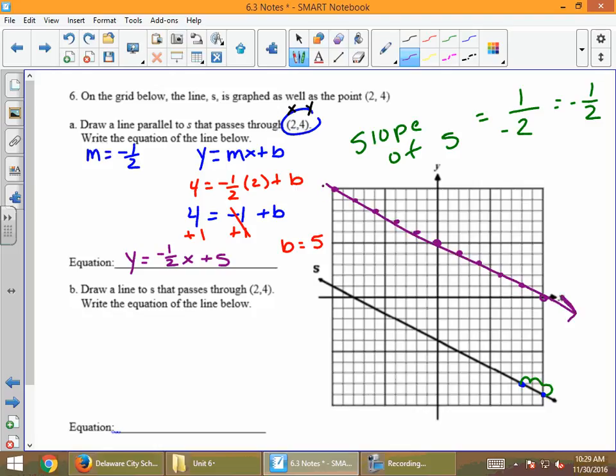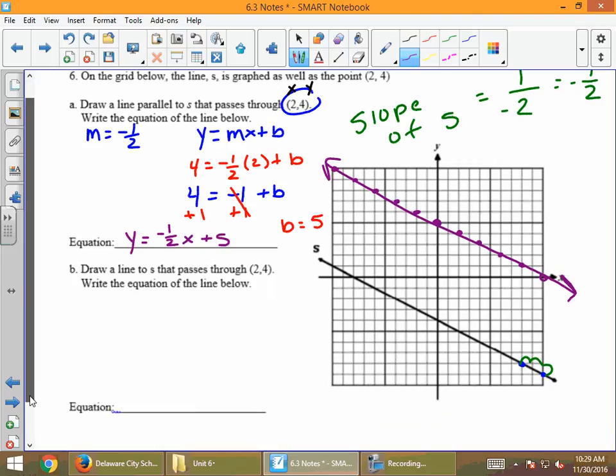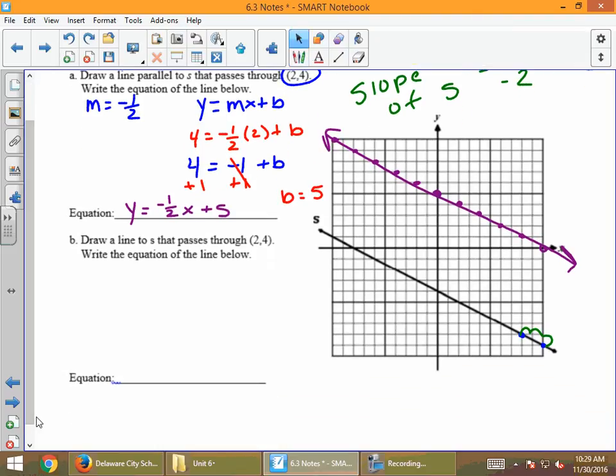So then these two lines have the same exact slope, so they're never ever going to touch. They have that same slant. So they're never ever going to touch. And then you repeat that same exact process. Not typed in there, but we want a line that is perpendicular to S.